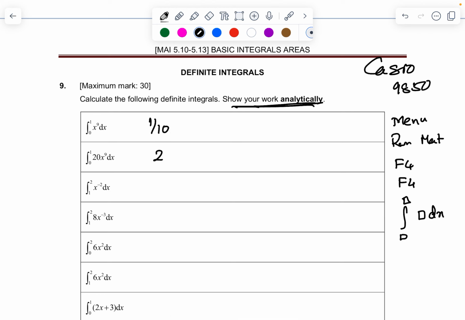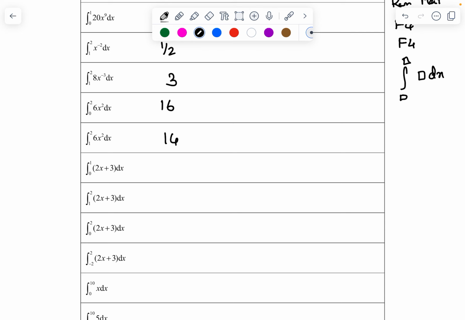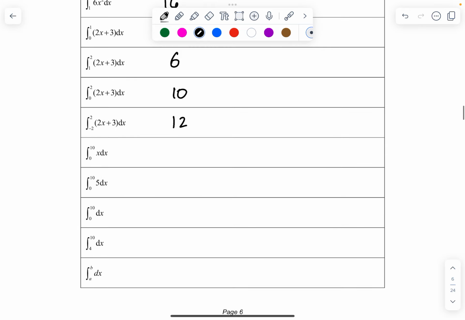The answers should be 2 and 1 upon 2, 3, 16, 14, 4, 6, 10, 12. Check your answers whether you are using the calculator in the appropriate way or not. 50, 50, 10, 6.